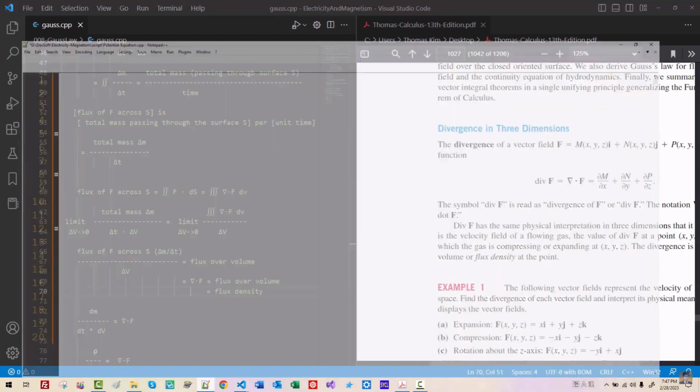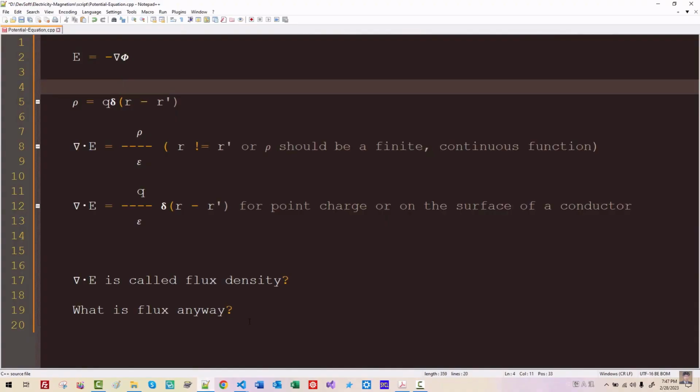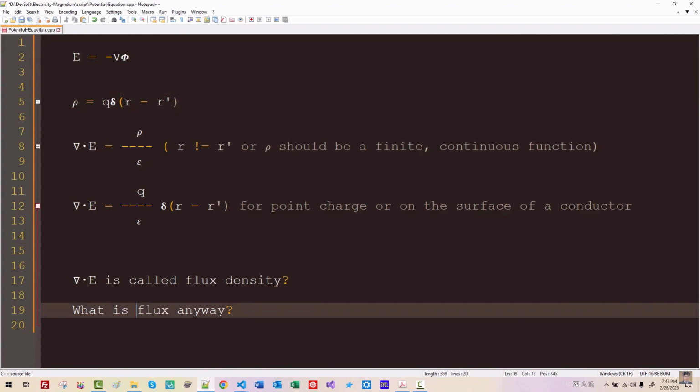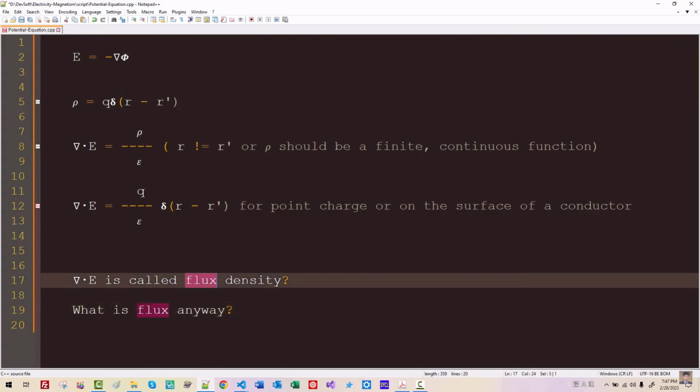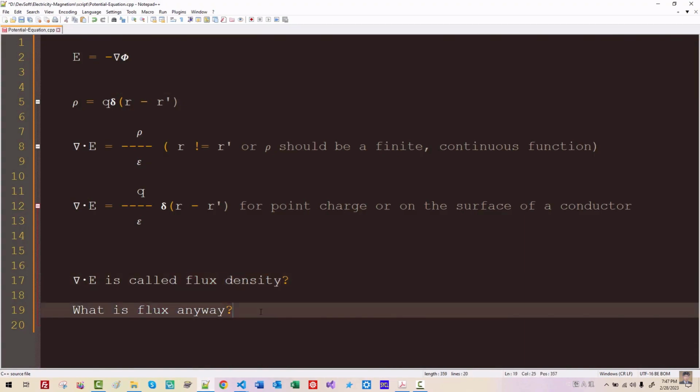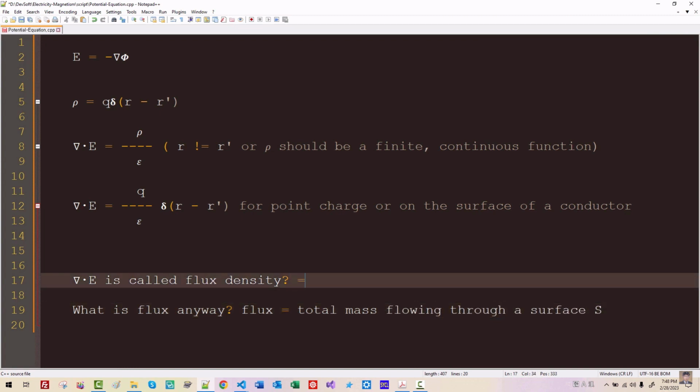At the beginning of the current session, I said we will learn what is flux and what is flux density. Flux means total mass flowing through a surface S. Flux density is flux over volume.